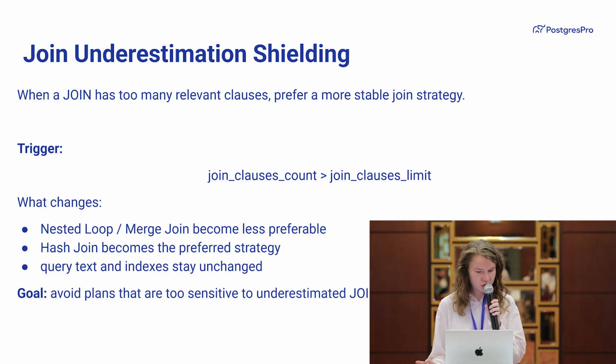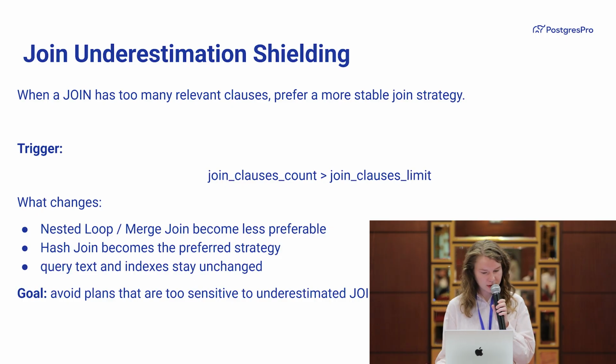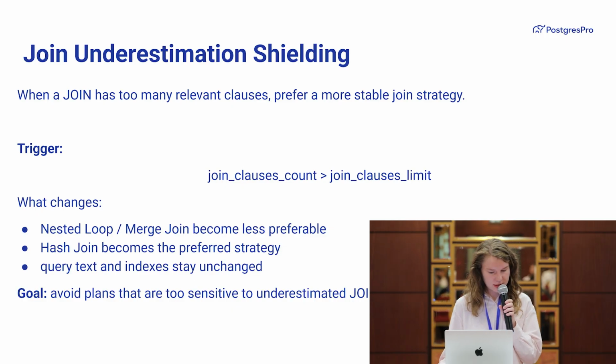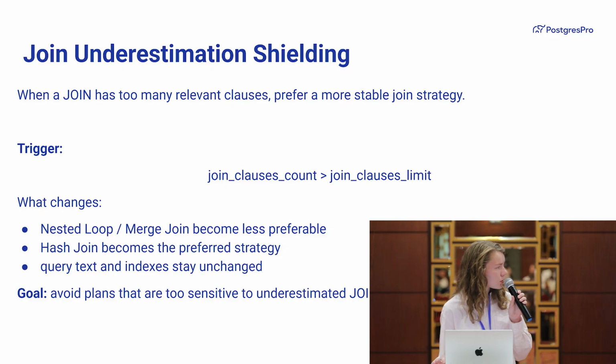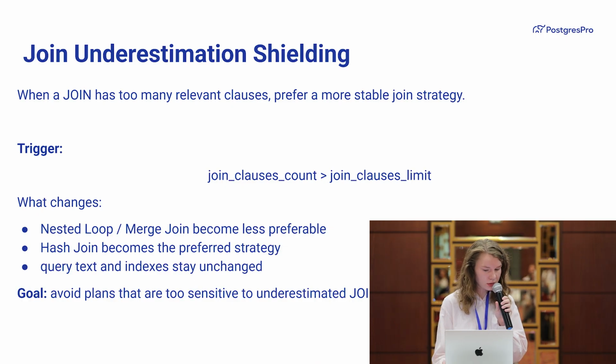So this is where join underestimation shielding comes in. Our idea is simple. If a join has too many relevant clauses, the cardinality estimate becomes less reliable. In this case, we move the planner away from the risky strategies, and the trigger is the number of join clauses. If it is above the configured limit, nested loop and merge join become less preferable, and the planner is guided toward hash join. I need to mention that the SQL query doesn't change, and the indexes also don't change. We only change the planner decision in this specific uncertain case.